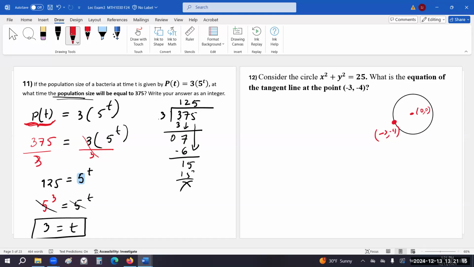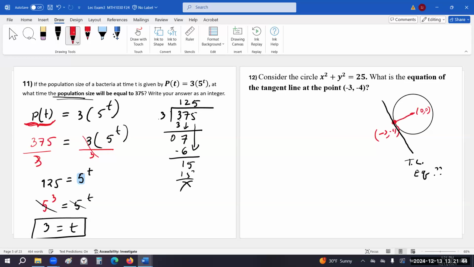Now they want us to find the equation of the tangent line. A tangent line is a line that goes through the circle only once. So this is the tangent line. They want us to know what's the equation of the tangent line. So the trick here is that we know the tangent line and radius are perpendicular to one another.